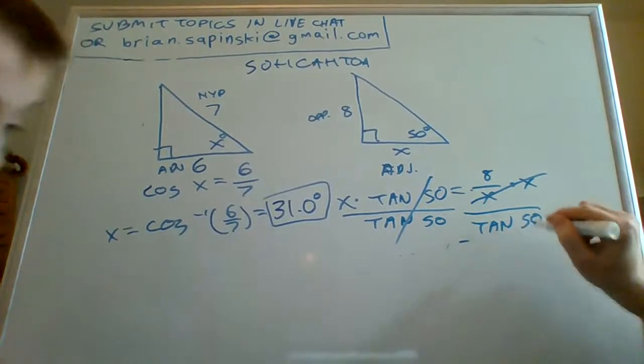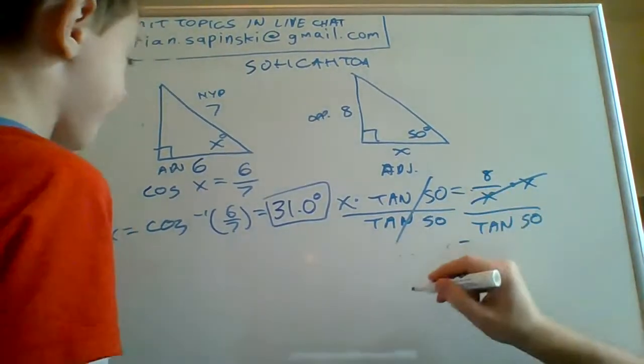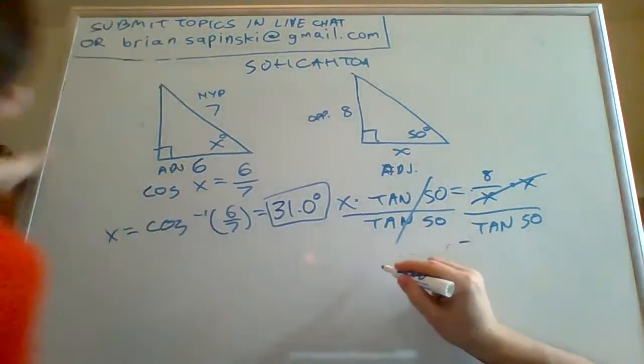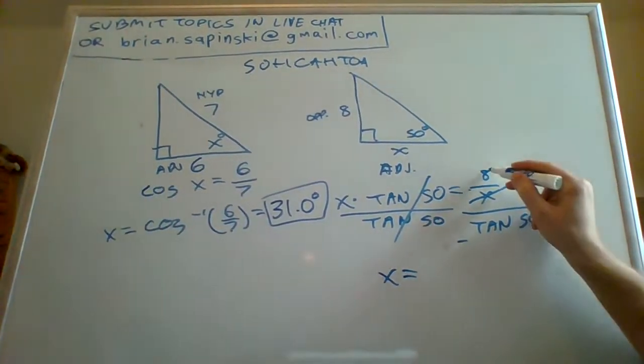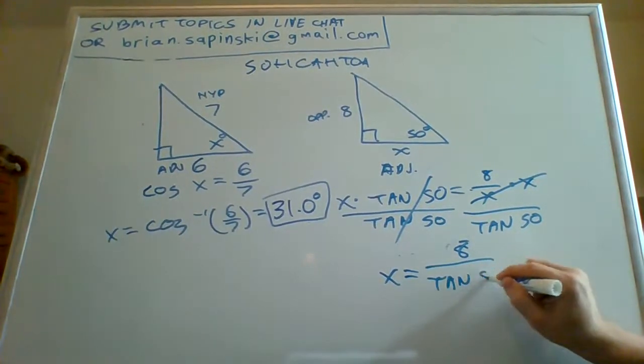Essentially what happens is, compared to the original setup, everything traded places. So where you started with x over 8, you now have 8 over tan 50.